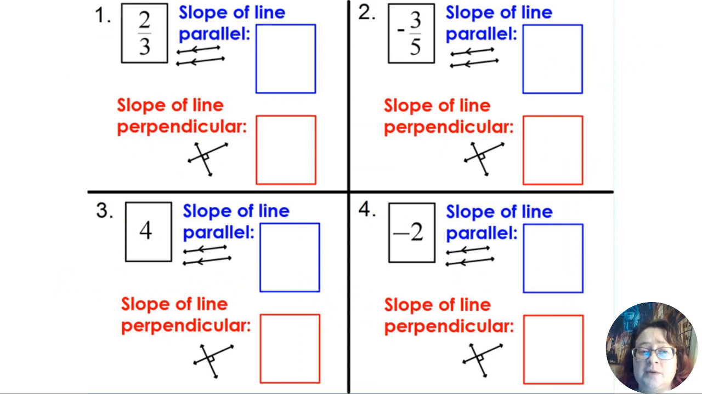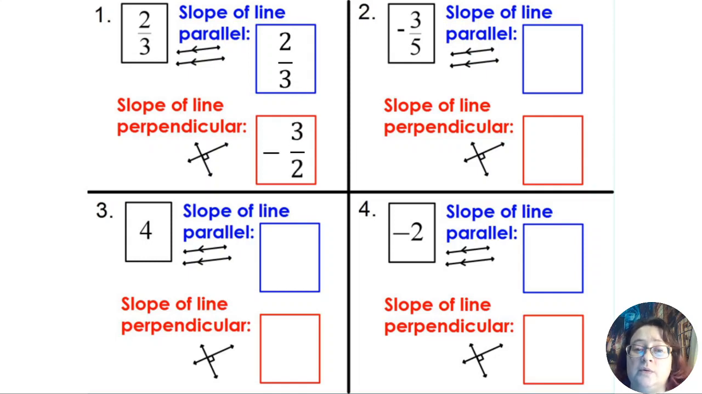For our first one, number 1, we have the slope of 2/3. For parallel lines, we keep it the same, so we don't change anything. It stays 2/3. For perpendicular, we have opposite reciprocal. We change the sign. 2/3 is positive, so I put in negative. And then I flip the fraction. So 2/3 becomes 3/2.